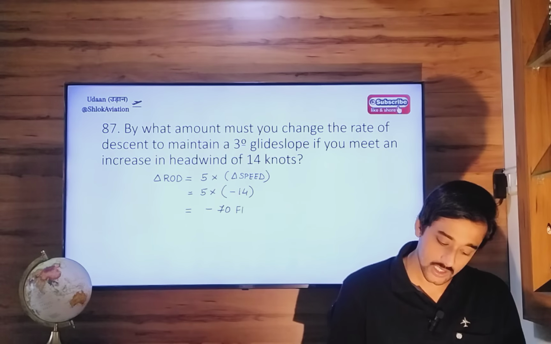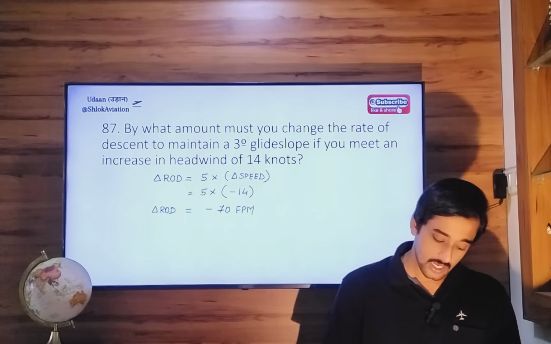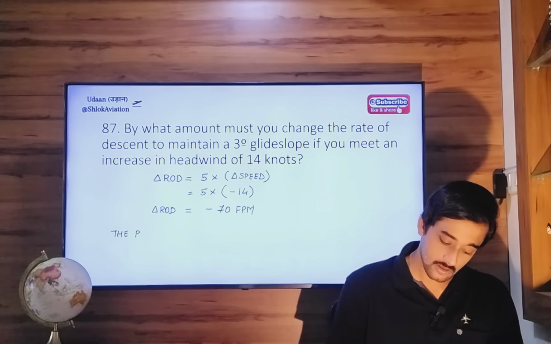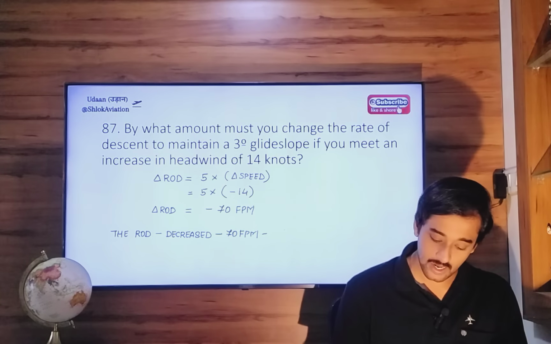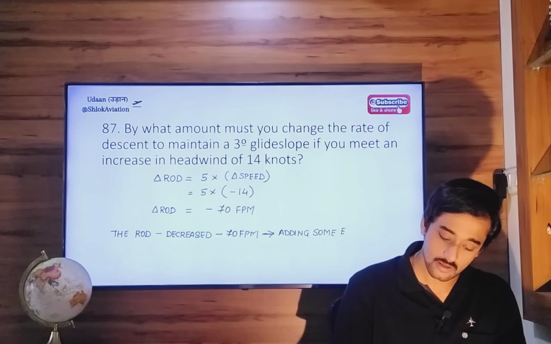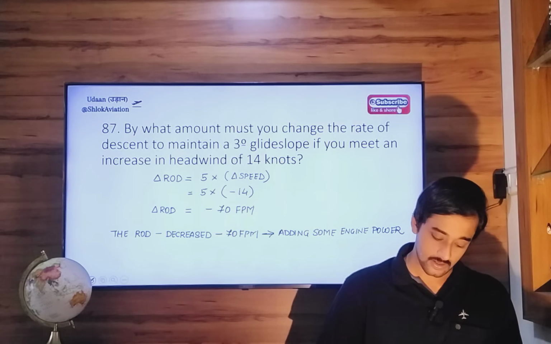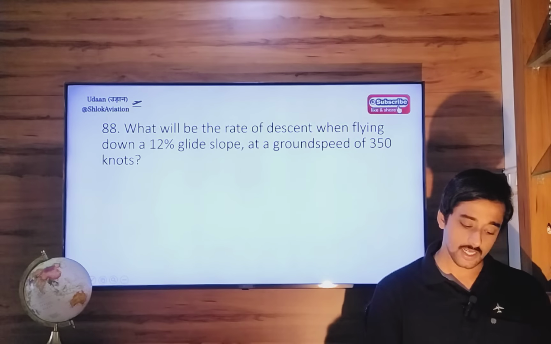So 5 into 14 is 70, and minus 70. So minus here denotes that your rate of descent must be decreased. Okay, the rate of descent must be decreased by 70 feet per minute. And how will you achieve that? You will achieve that by adding some engine power. Okay, next, 88.